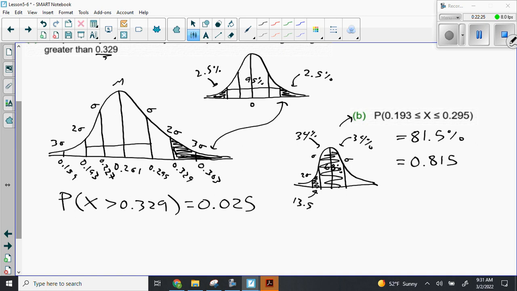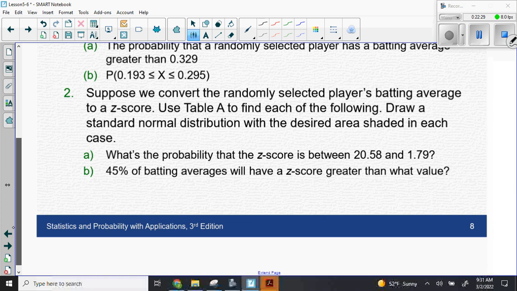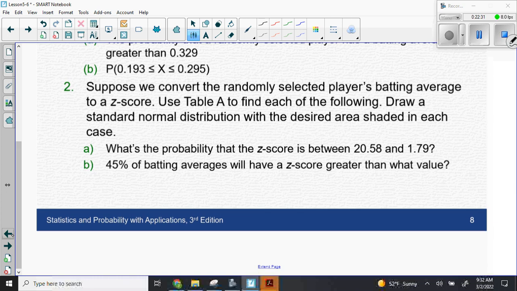All right, let's do the next one. We're going to be calculating some z-scores and then finding a probability.